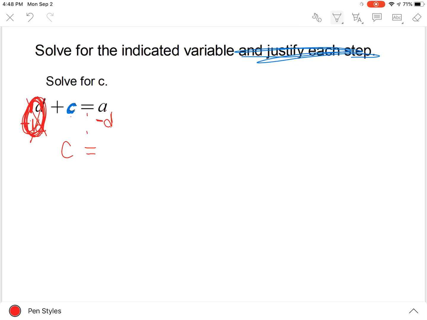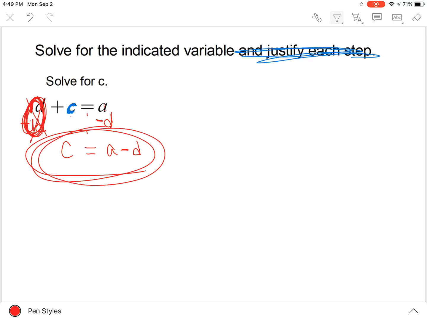Notice how a and d, they are not like terms, so we can't combine them in any way, shape, or form. So when we can't combine them, we just write them. So we just have a, and then we have minus d. C is isolated, so our final answer is c equals a minus d. Again, notice how we're still using those same inverse operations, still isolating a variable. It's just we have a bunch of variables now instead of numbers.